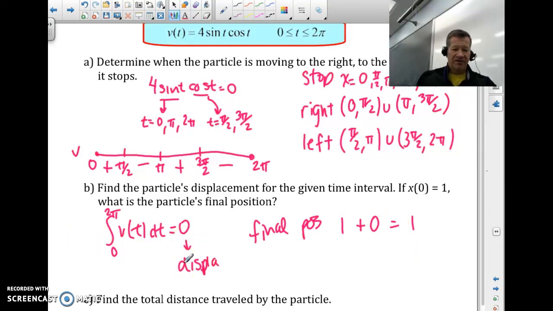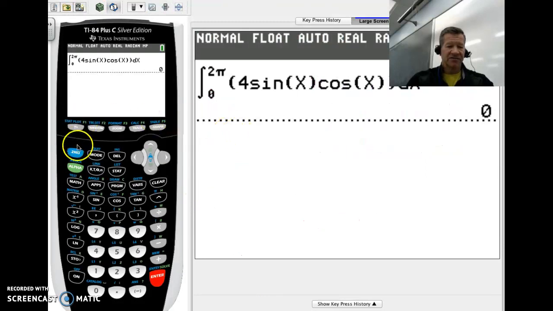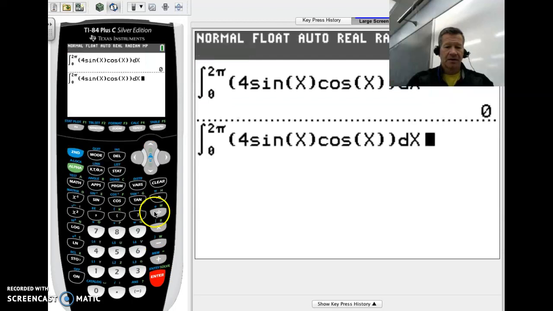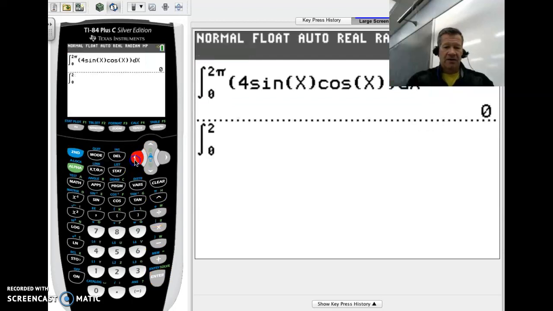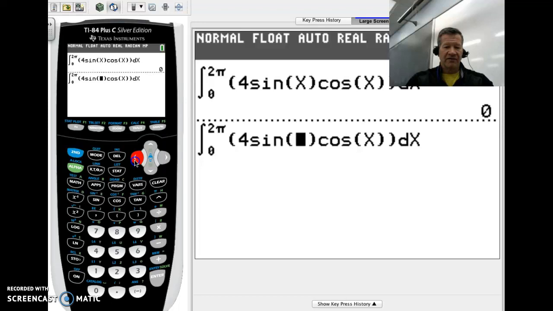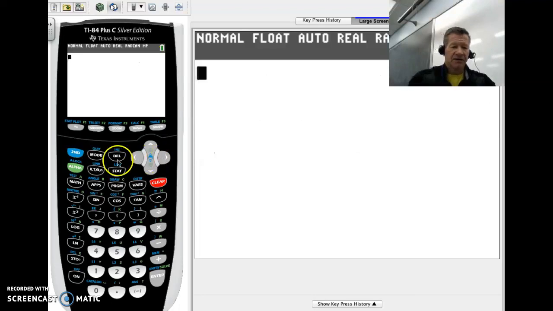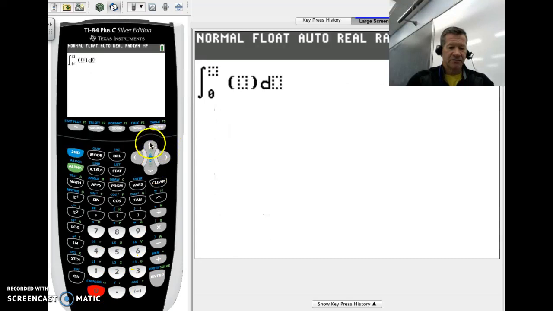Now, what about total distance traveled? Well, let's go back to our calculator, and now we have to take the absolute value of the velocity. So I'm just going to paste this. I guess there's not a graceful way of doing this. I don't know if I can edit this. I'm going to have to get rid of all this in the integrand here. So I deleted everything now. Math 9, 0 to 2 pi.